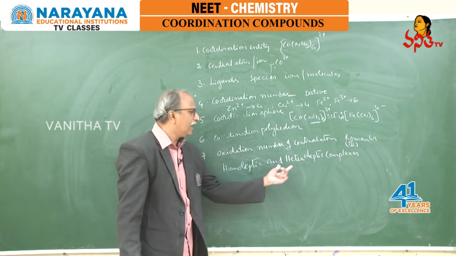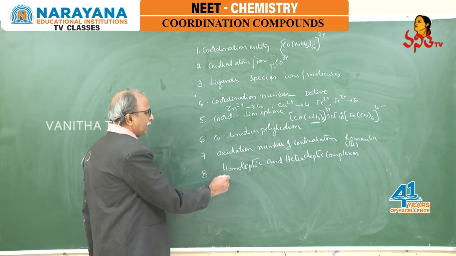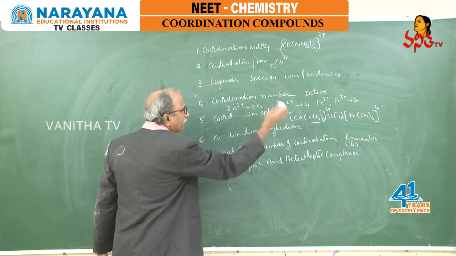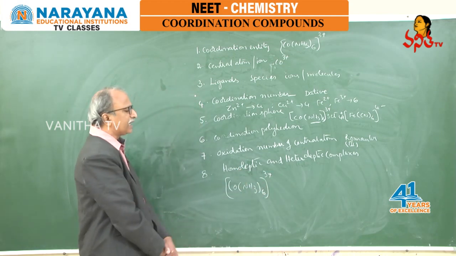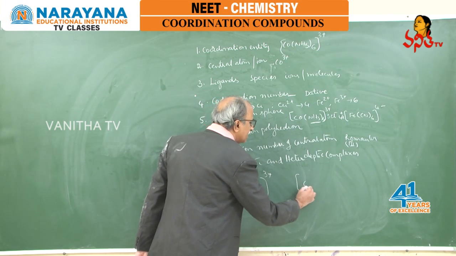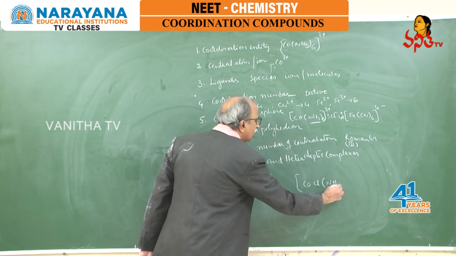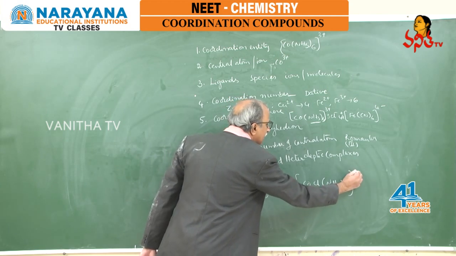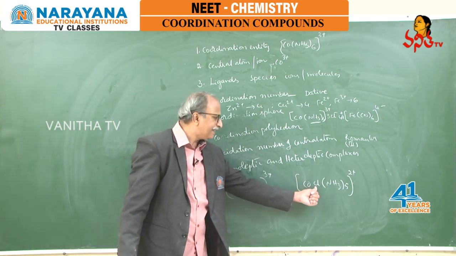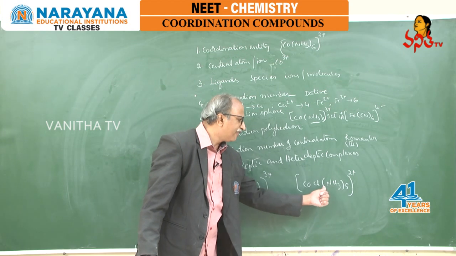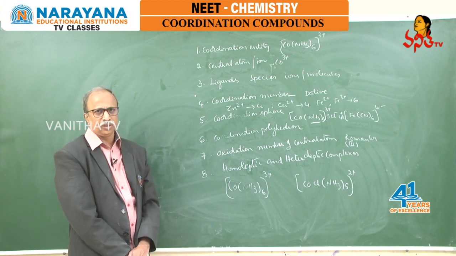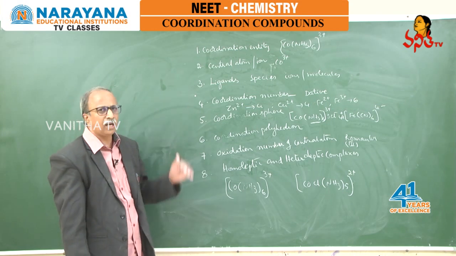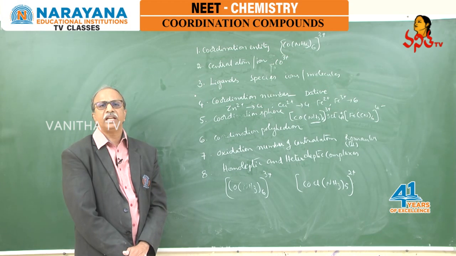Next, homoleptic and heteroleptic complexes. What are homoleptic complexes? For example, the cobalt complex here has NH3 as ligands, all of the same type, and this type is called a homoleptic complex. Whereas in the second case, with CO, Cl and NH3 taken 5 times, the ligands are different, and such complexes are called heteroleptic complexes. So these are the terms we come across while learning coordination complexes.